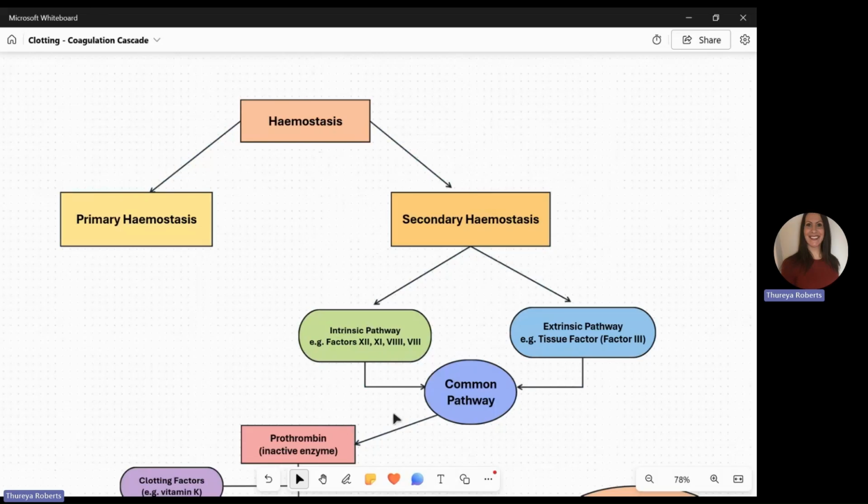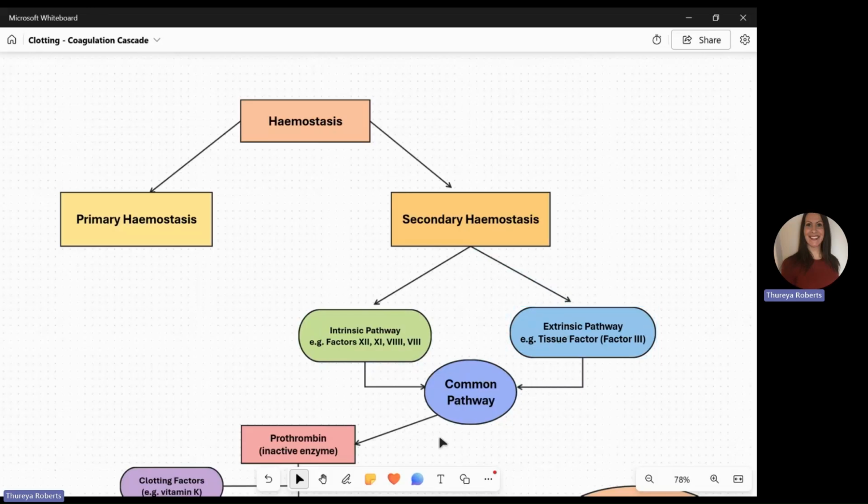The intrinsic pathway is triggered when blood comes into contact with exposed collagen from a damaged blood vessel. It involves clotting factors already present in the blood, such as factors 12, 11, 9, and 8. These factors activate each other in sequence. The extrinsic pathway is triggered by tissue factor, which is factor 3, a protein released by damaged tissues. It activates factor 7, which quickly kickstarts the cascade.